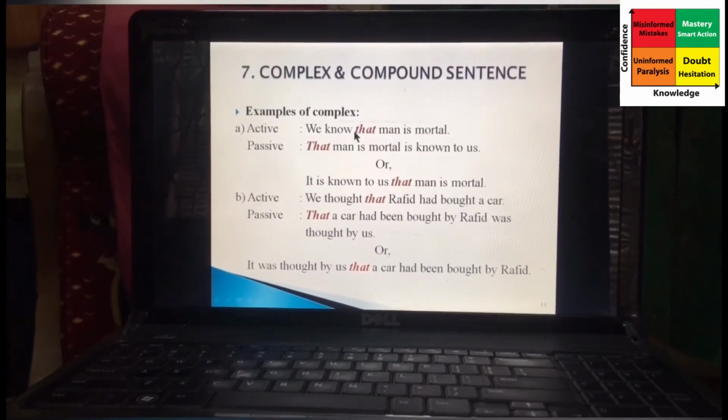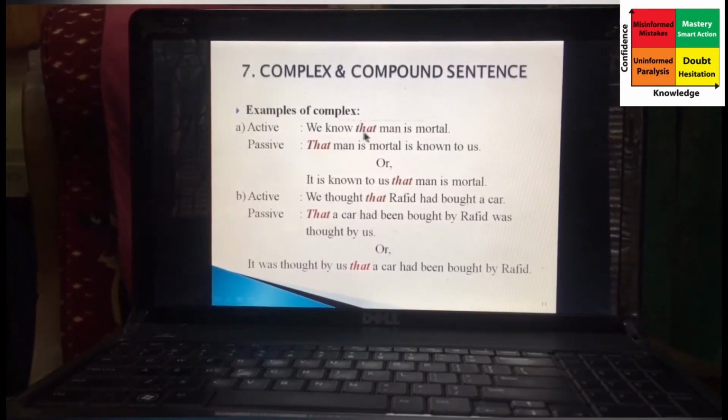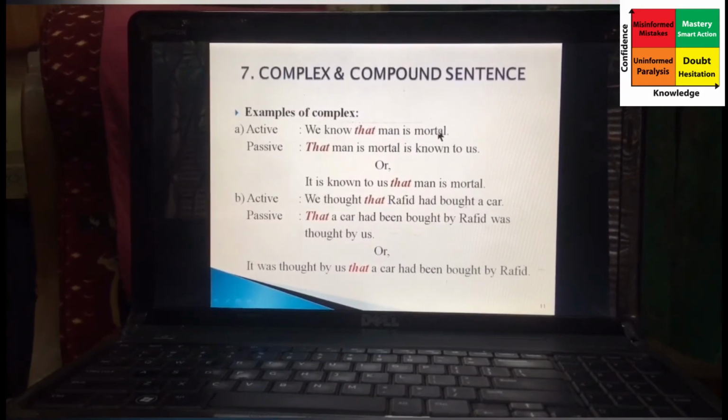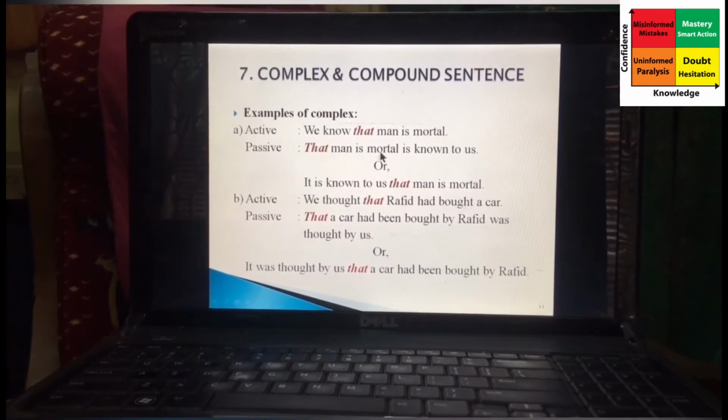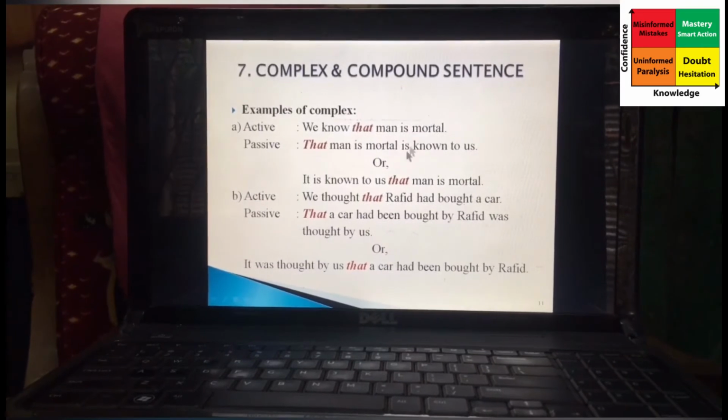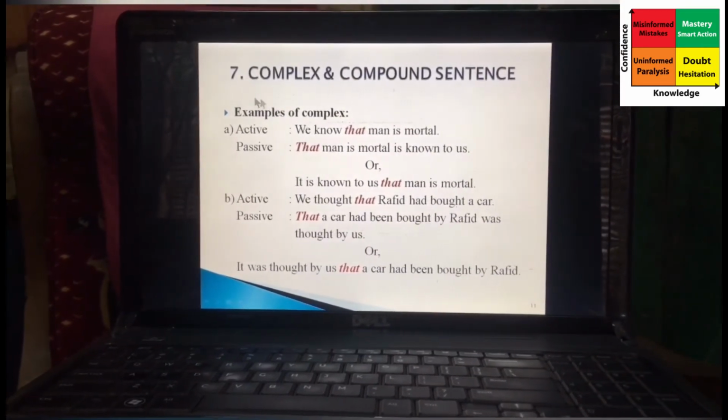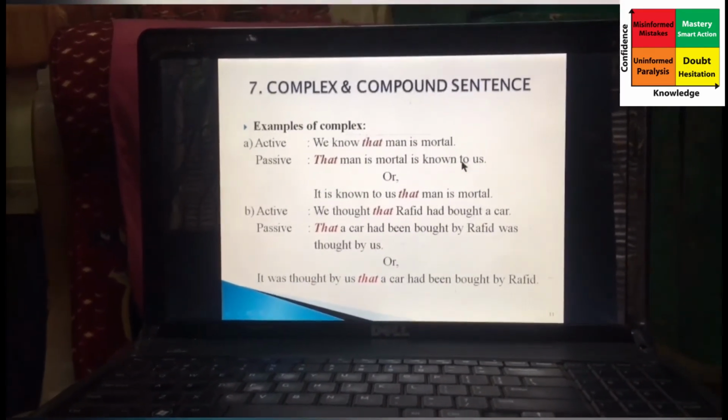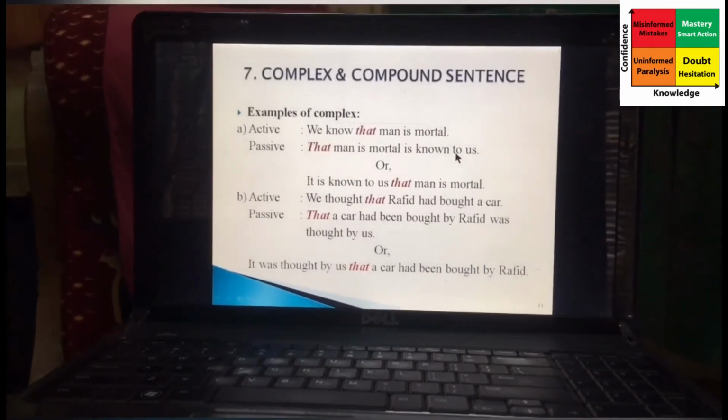We know what we know, that man is mortal. The that-clause is the object, so we can bring it first. That man is mortal. That means we did not change it. After it, as it is present, is and known will come. And to us, be careful: after known, don't use by.